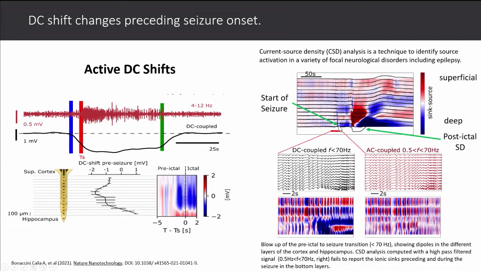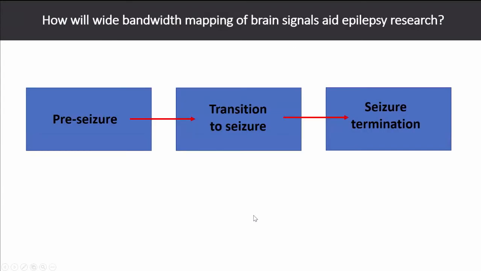But if we focus in here at the start of the seizure, so this is just before the seizure starts, this is the start of the seizure. You can see that there are layer-specific additional sinks and sources that we can record in DC-coupled mode that are absent if you record in an AC-coupled way, indicating that, again, if you really want to find out where the activity is starting, the localization, having accurate DC-coupled recordings is important.